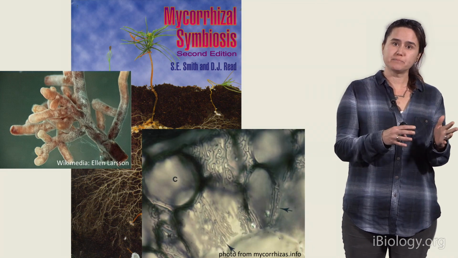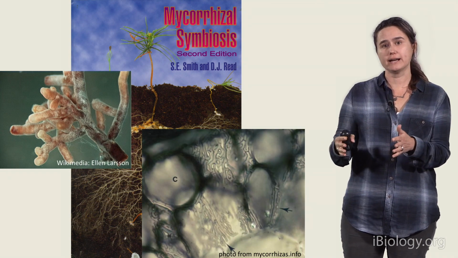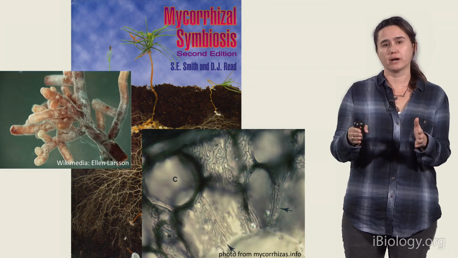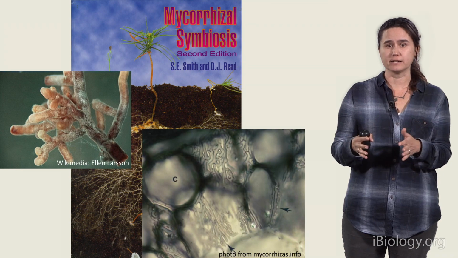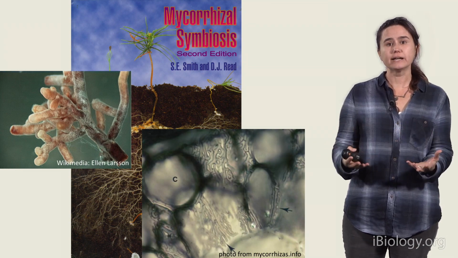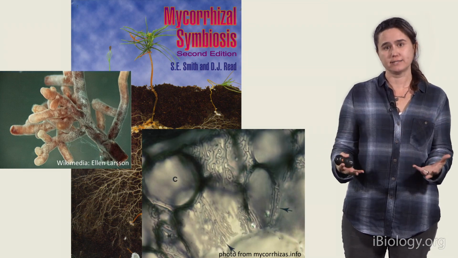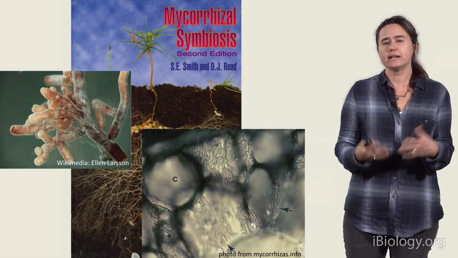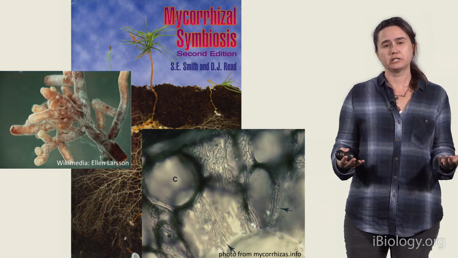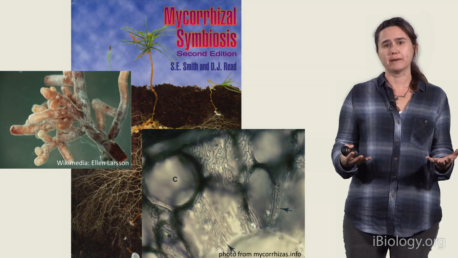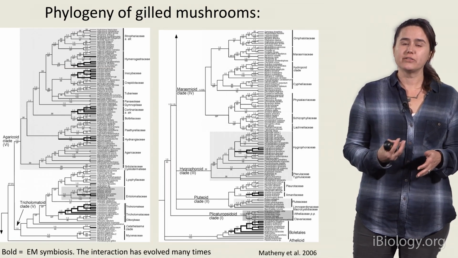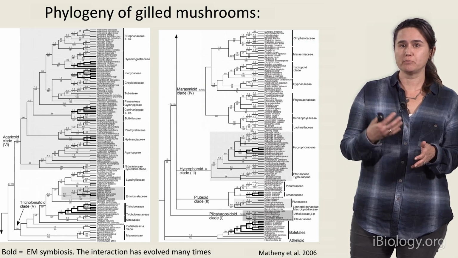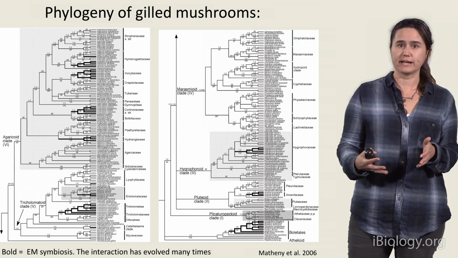When you see root tips, when you cut them open, you see Hartig nets, you know what's going on. You know that there's an exchange of resources between a fungus and a plant. This is a very clear morphological diagnostic of the interaction. And even if you don't know anything else about the species involved, you know that this is a mycorrhizal symbiosis. But it turns out that this interaction has evolved repeatedly, over and over again.